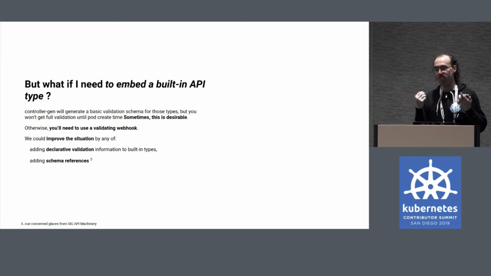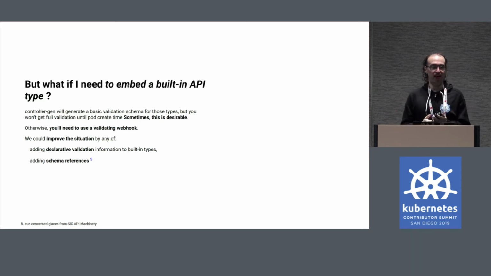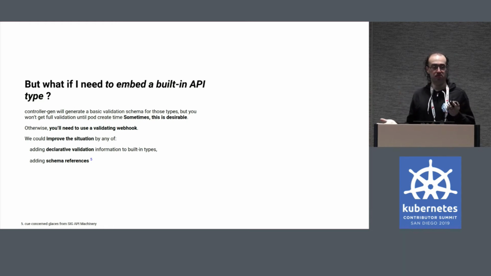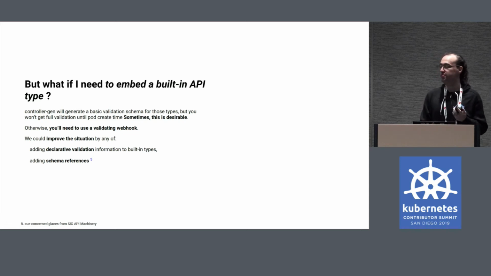This is another case where we could make this experience a lot better, and there are a few different ways we could do it. We could add references in our OpenAPI schema, so you could just say, hey API server, this entire tree is just a pod spec, use your built-in definition of pod spec. We could also add declarative validation to all of our built-in types, which is really nice for users for the aforementioned reasons and also solves this issue. This is something else we need to work on.